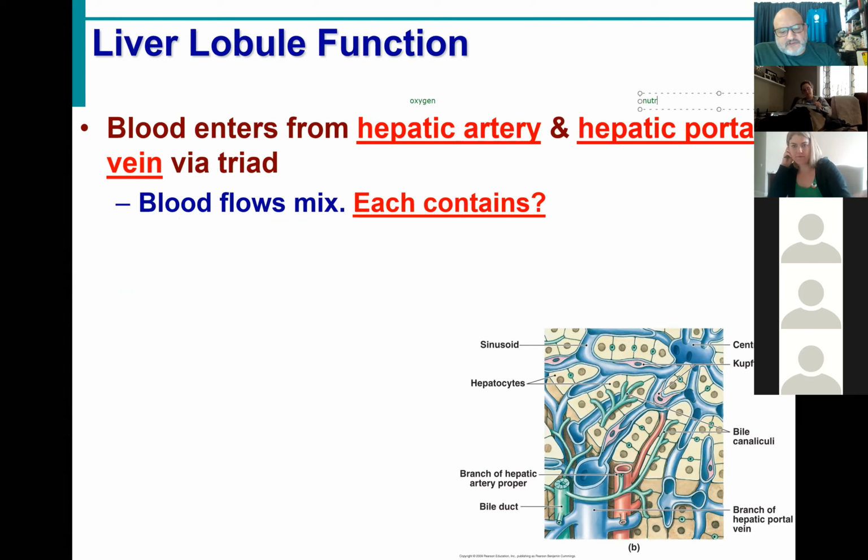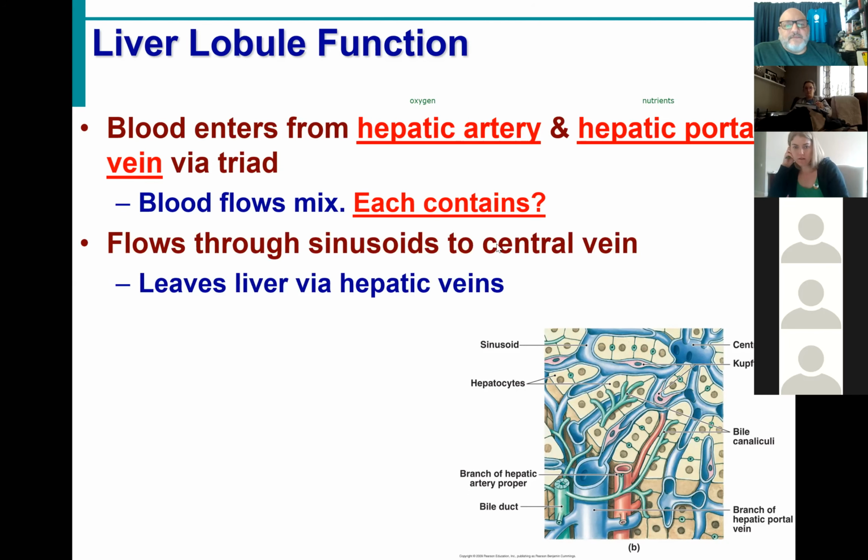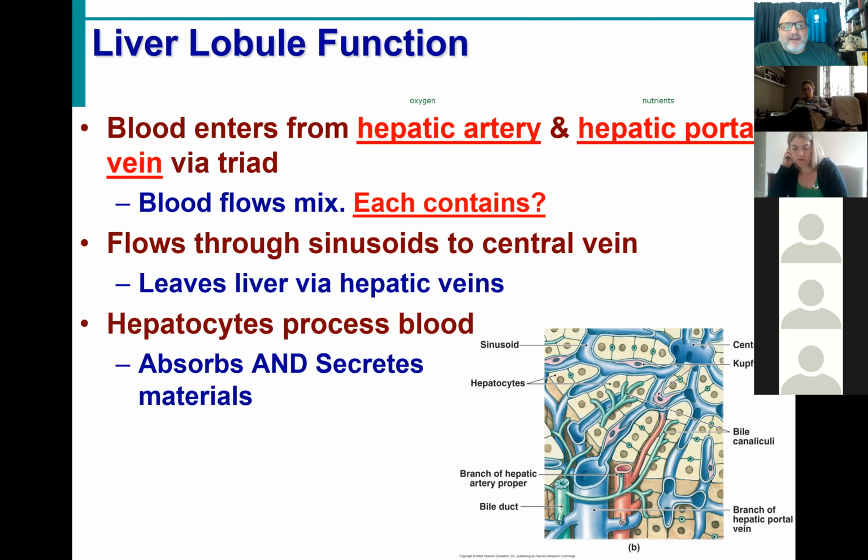Nutrients. Nutrients, excellent. So those are what they're bringing to the party. They mix in that sinusoid capillary, and then again become nutrient appropriate, leave out the central vein to the hepatic vein, oxygen poor, nutrient appropriate, and on its way back to the heart.